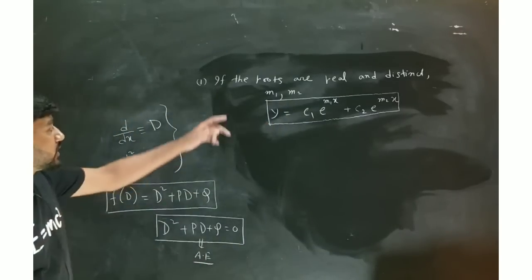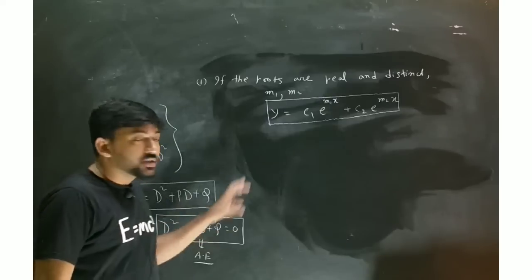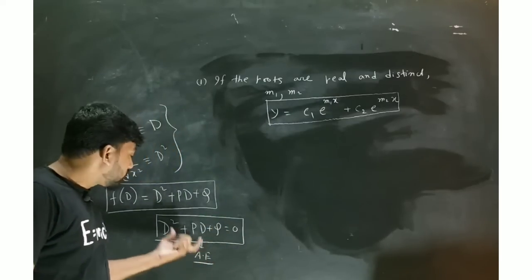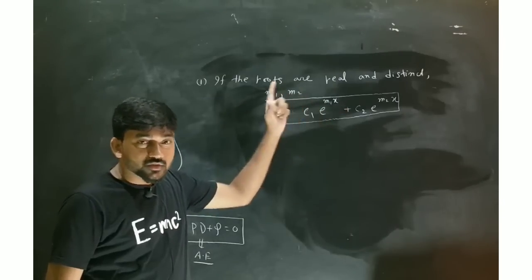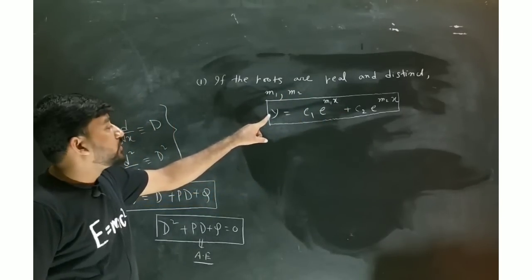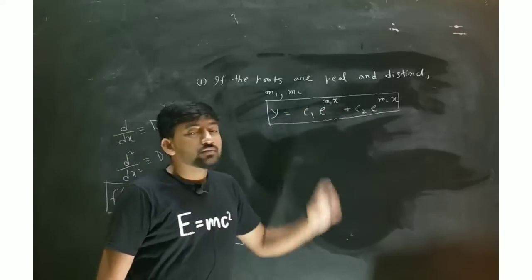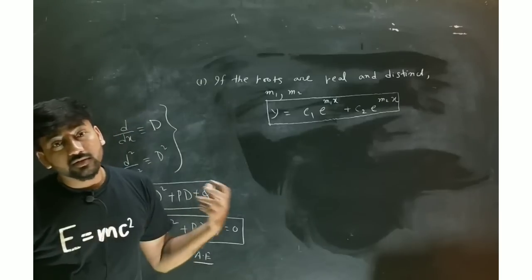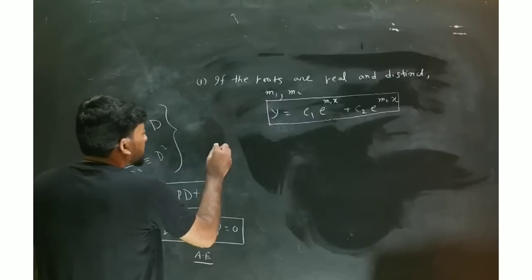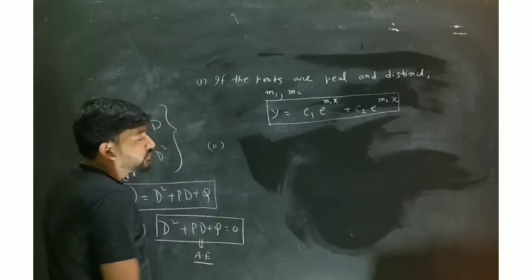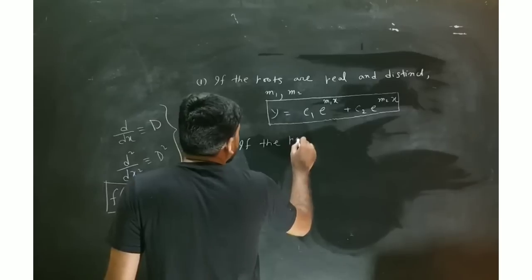Okay, so what you have to do, you have to first find out the auxiliary equation from the given differential equation, then you have to solve this equation. If you get the roots are real and distinct, that is not equal, then your solution will be c1 e to the power m1x plus c2 e to the power m2x. Here c1 and c2 are constants that we have to find out from the given boundary conditions of the differential equation.